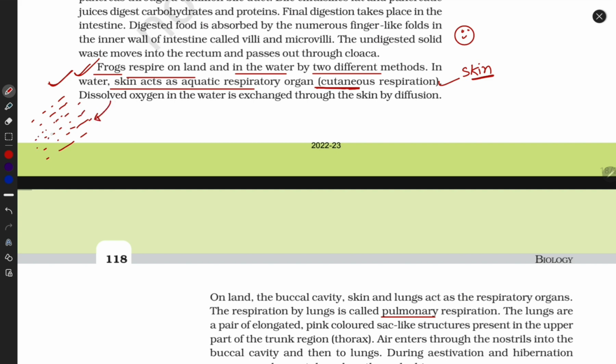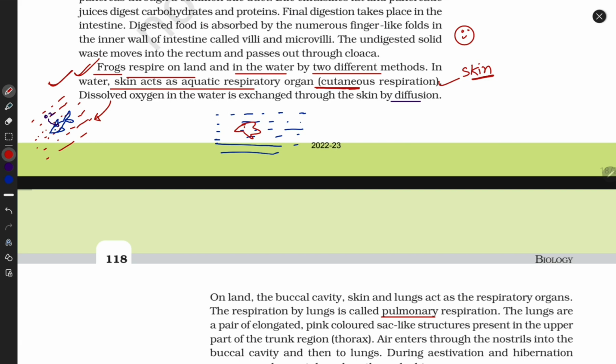Dissolved oxygen. And now this is our fish. I know this is not a fish, but assume now this is a fish. Now dissolved oxygen enters the fish with the help of diffusion. Okay, the same phenomenon occurs in what? This is the water medium, guys, and this is our frog.